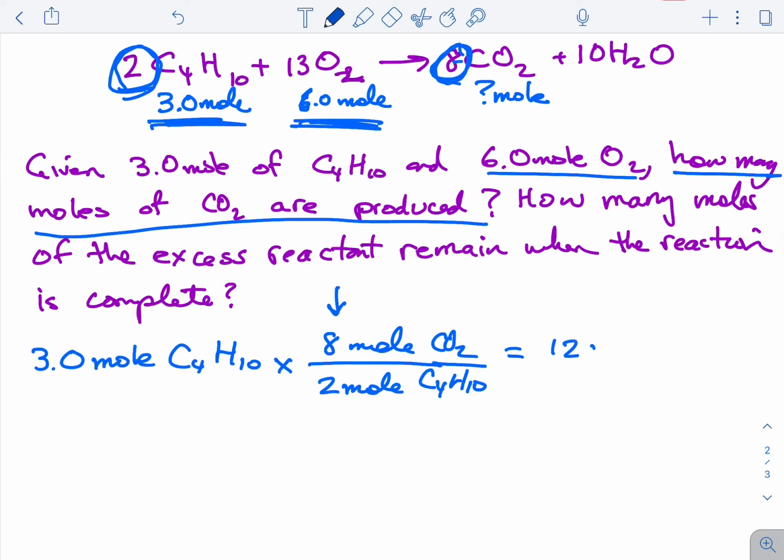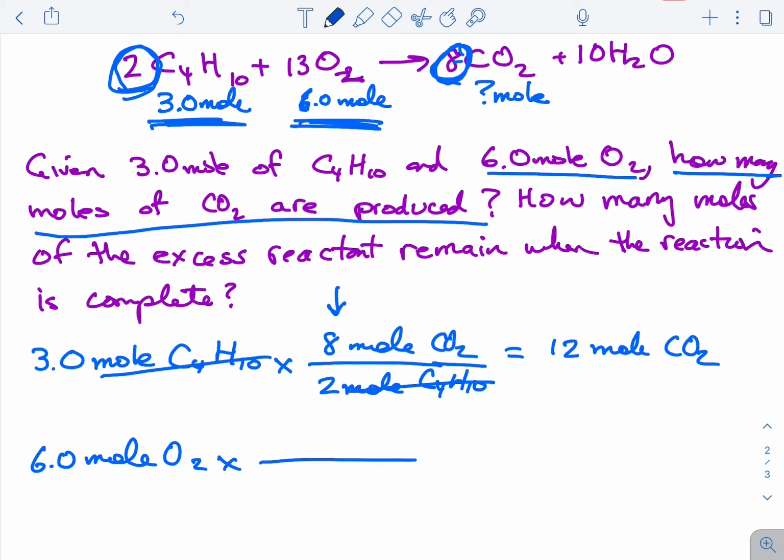12 moles of CO2. Notice that moles of C4H10 cancel. All right, so now we're going to start over with that 6 moles of O2 and see how much CO2 that would produce if we use 6 moles of O2. Well, for every 13 moles of O2, there are 8 moles of CO2 produced. And let's see, I need my calculator for this one. 6 times 8 over 13 is going to give us 3.7 moles of CO2.